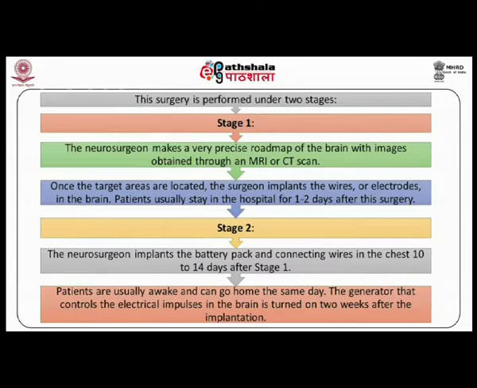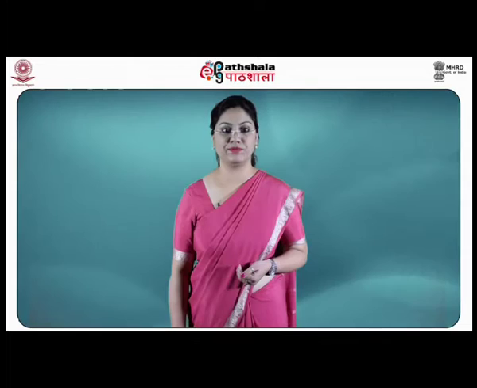Stage 2. The neurosurgeon implants the battery pack and connecting wires in the chest 10 to 14 days after stage 1. Patients are usually awake and can go home the same day. The generator that controls the electrical impulses in the brain is turned on 2 weeks after the implantation.